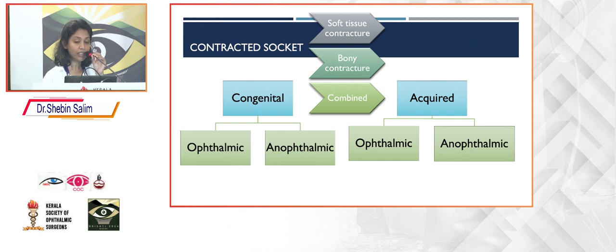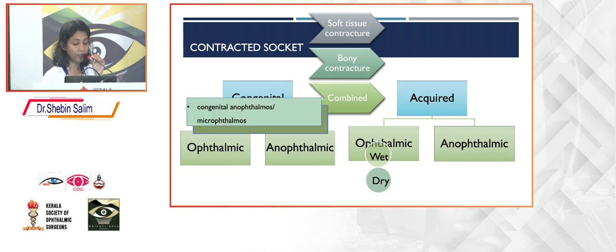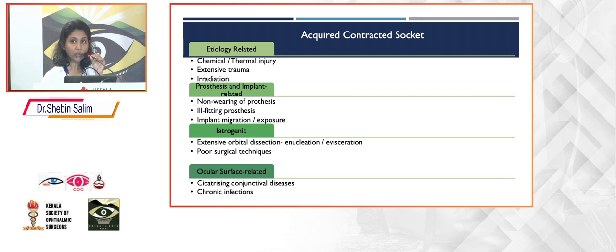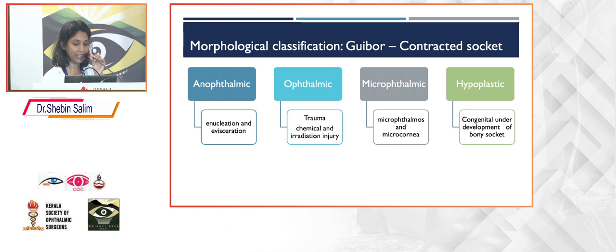This can also be classified into soft tissue contracture, bony contracture and combined. Again, this could be a wet socket or a dry one. The congenital etiologies are anophthalmos and microphthalmos. For acquired contracted socket, there are many reasons. We can broadly classify them into etiology related, prosthesis and implant related, iatrogenic and ocular surface related.